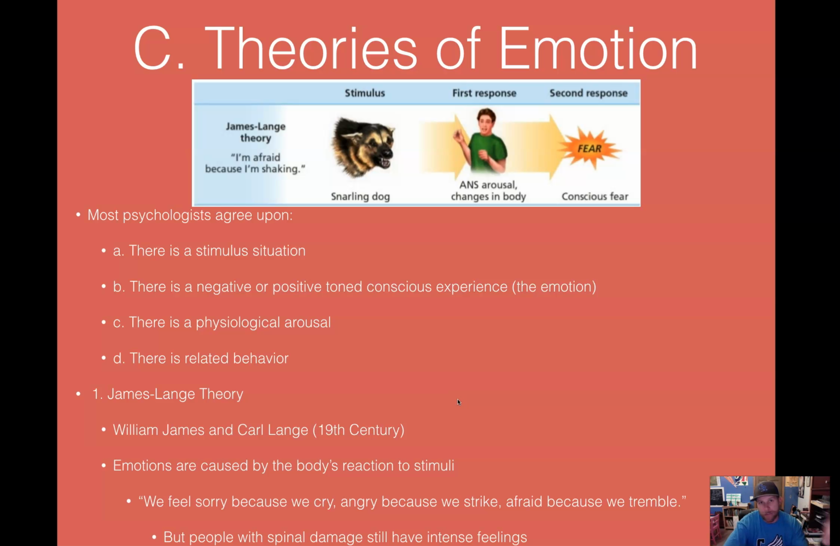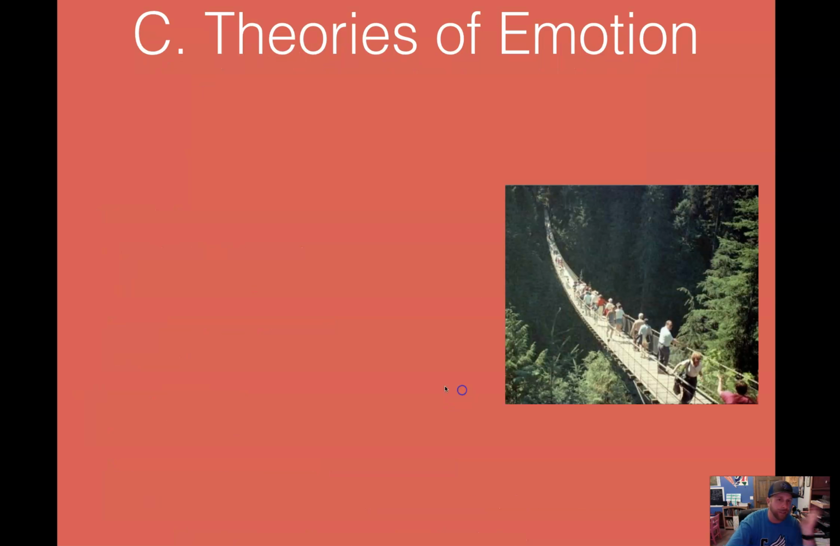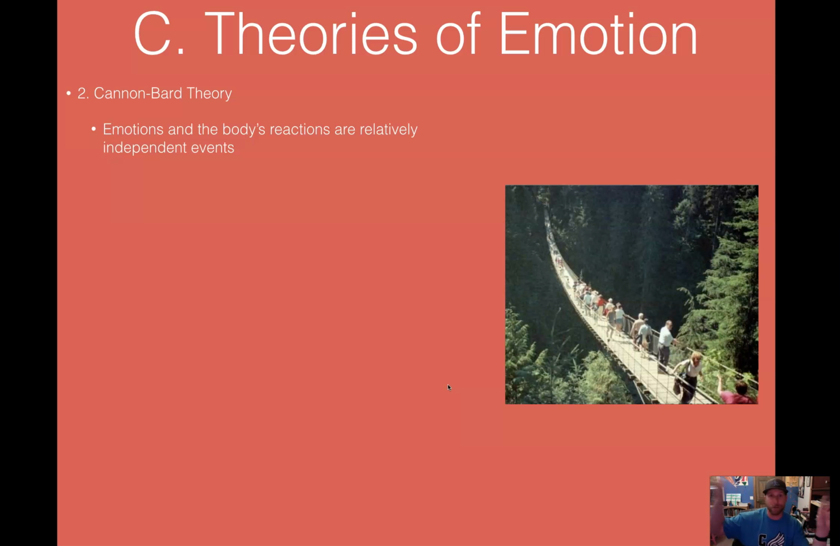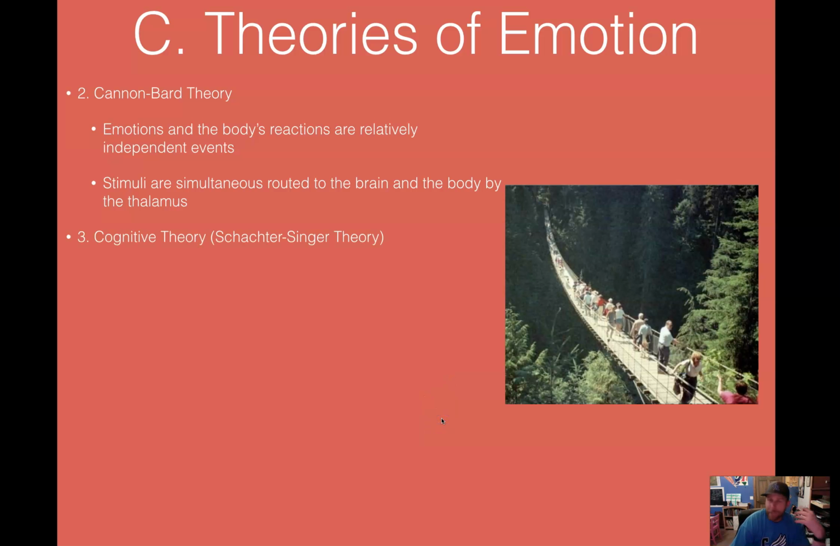People that have spinal damage, people that are paralyzed from the waist down, still have intense feelings, and so that one's kind of been thrown out over the years. Next, we have the Cannon-Bard theory, where emotions and the body's reactions are relatively independent, that the brain does its own thing and the body does its own thing, and sometimes it works. Sometimes you're happy and your body's crying and you're not sure what's going on. The stimuli are simultaneously routed to the brain and the body by the thalamus. It explains why sometimes we do weird things, like when we're uncomfortable and we're scared, we laugh.